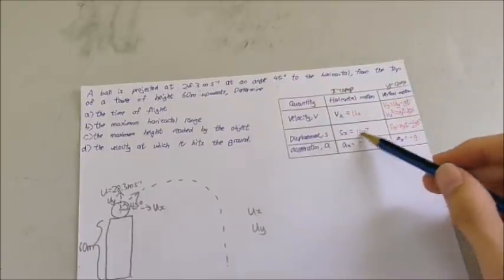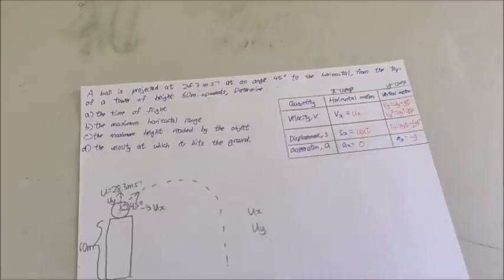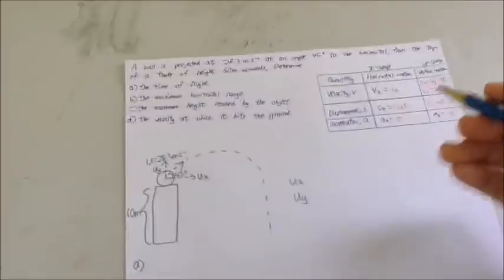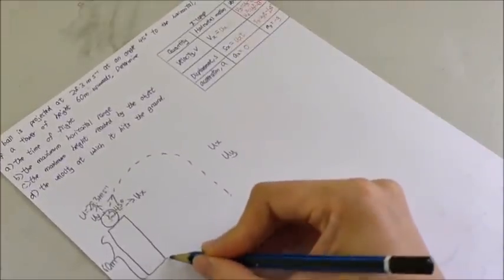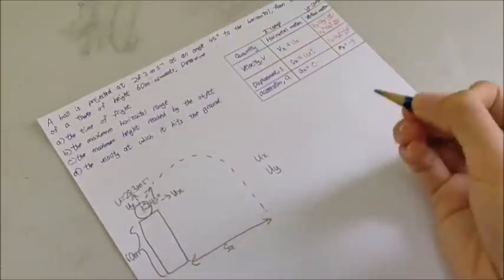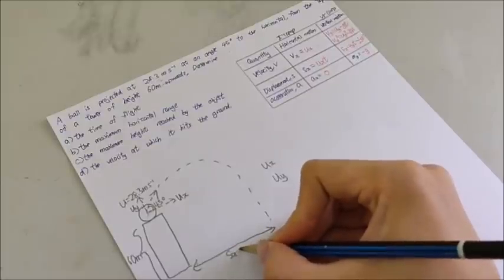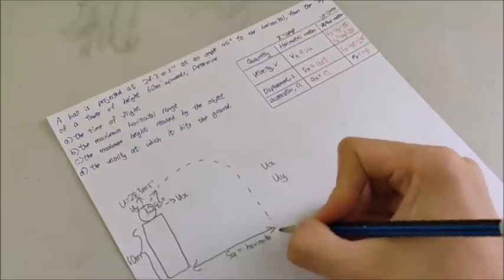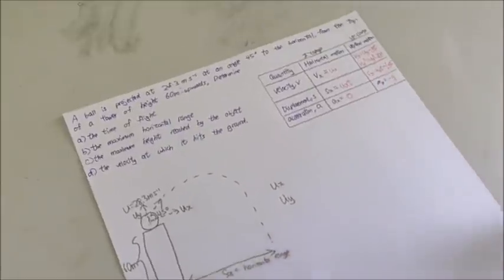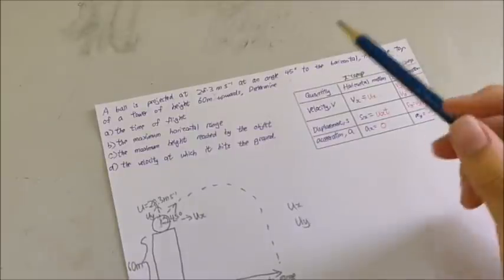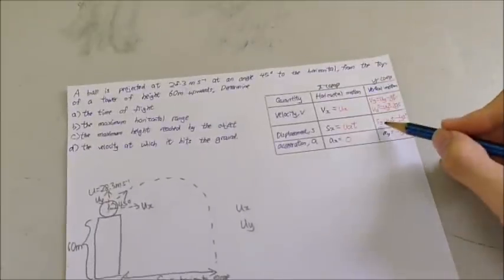How about the displacement? Can we use this one? No, because Sx is actually referring to this from here to here. This is actually Sx. What is the name for the Sx? Sx is actually equal to the horizontal range, which we will calculate at part B. So the only formula we can use is this one.